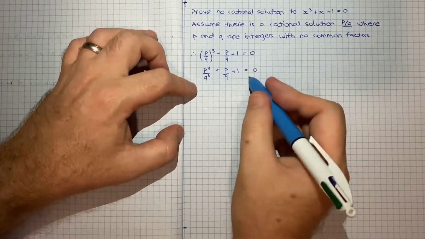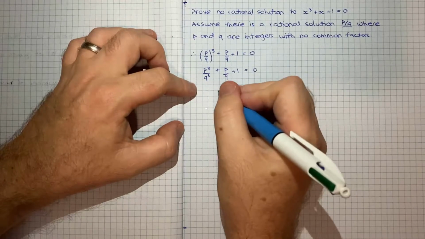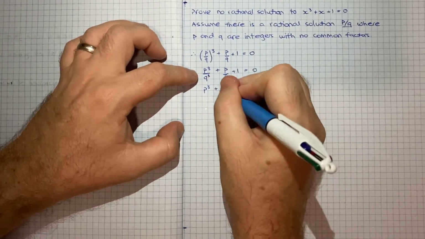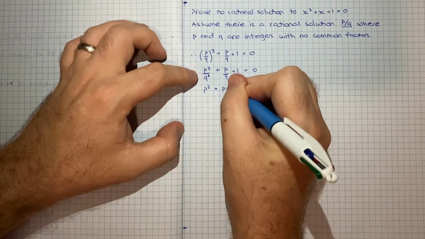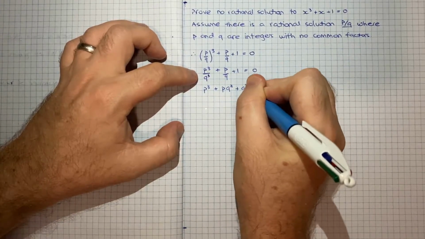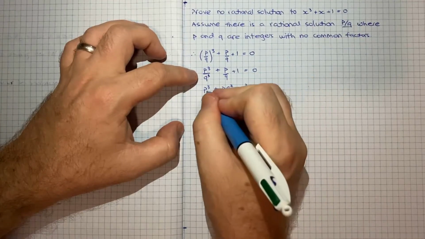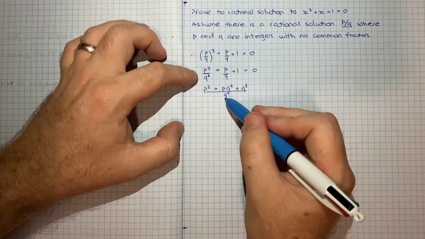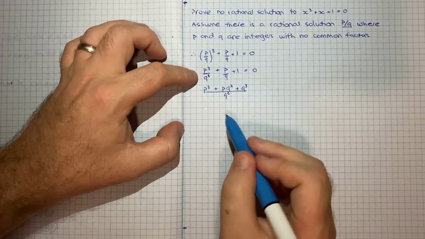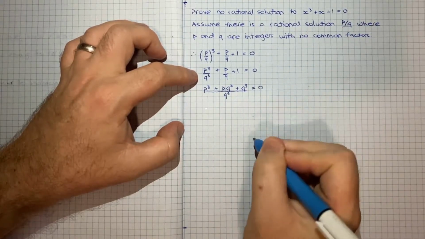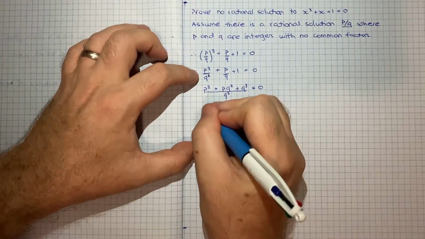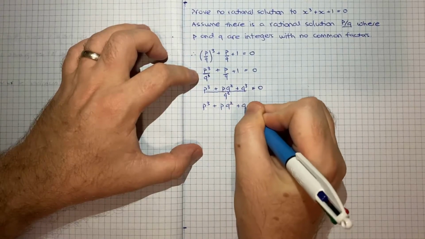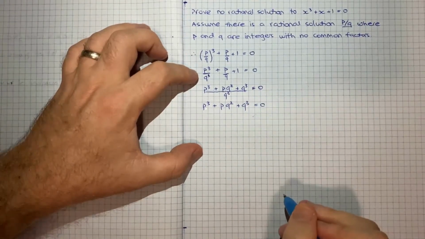Let's try and get a common denominator, which I think will be Q cubed. So we'll get P cubed plus P times Q squared plus Q cubed, all on Q cubed. Hopefully you can see if you then divided the Q cubed through, you'd get this here. So that's equal to 0. Then I can multiply up the Q cubed and get left with P cubed plus P Q squared plus Q cubed is equal to 0.